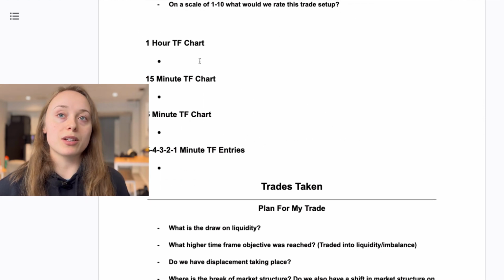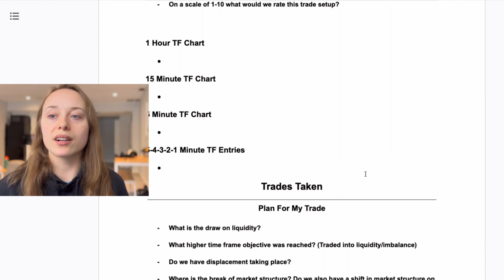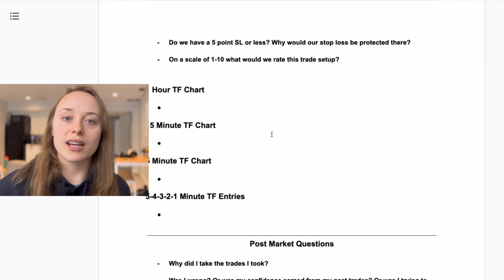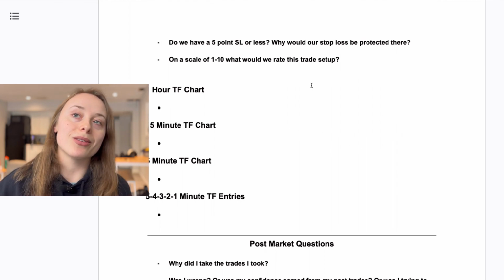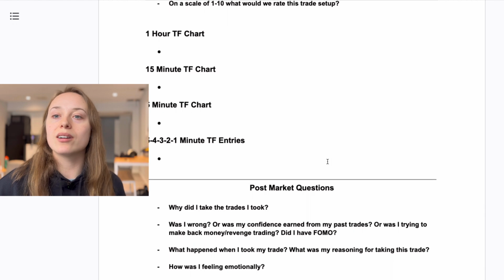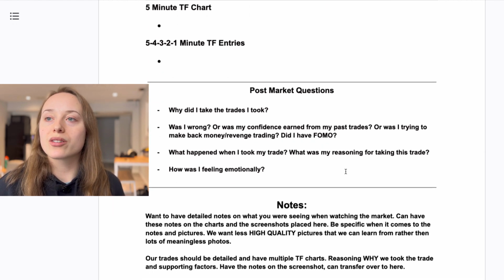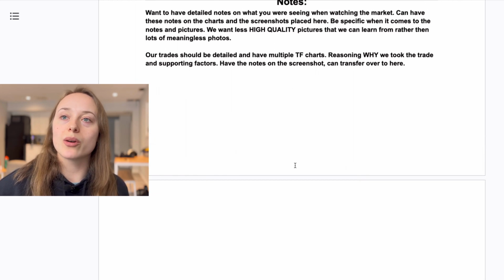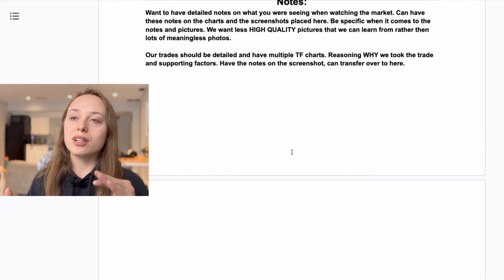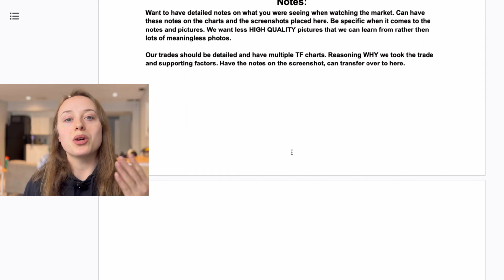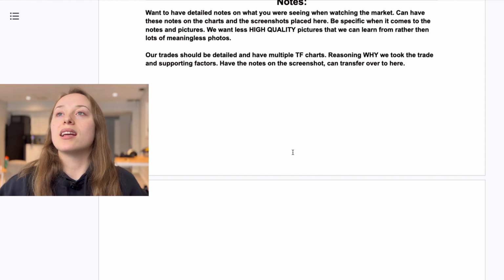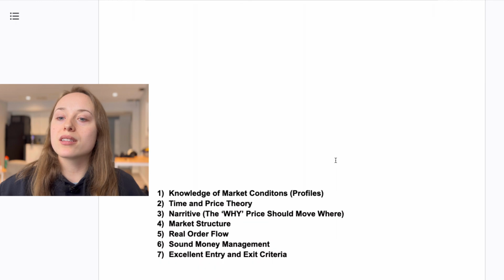Then we just take pictures and we place our trades here. If we do take more than one trade, or if there's something that I like that I want to document, I will put another trade on. And of course, our post-market questions, and then notes. Under notes, I'll have screenshots of while I was in the trade, what I was thinking during the trade. I have my notebook, so I like to update my notebook notes and put them on here. And I think it just keeps everything really well organized.